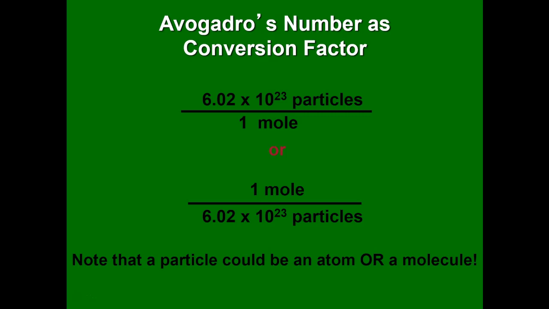So since 1 mole equals 6.02 times 10 to the 23rd particles, I can write that as a conversion factor, either as 6.02 times 10 to the 23rd particles per mole, or 1 mole per 6.02 times 10 to the 23rd particles. Again, being mindful that a particle, depending on what the substance is, could be either an atom or a molecule.